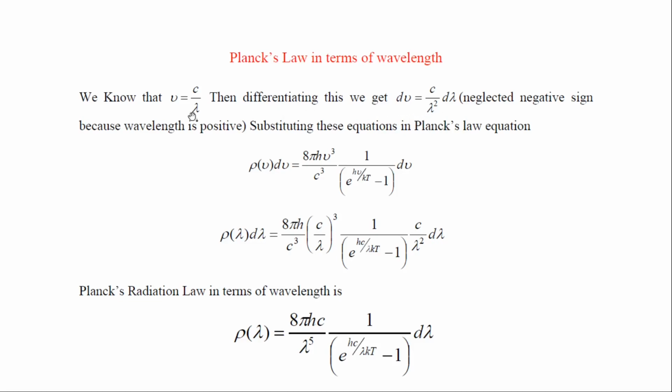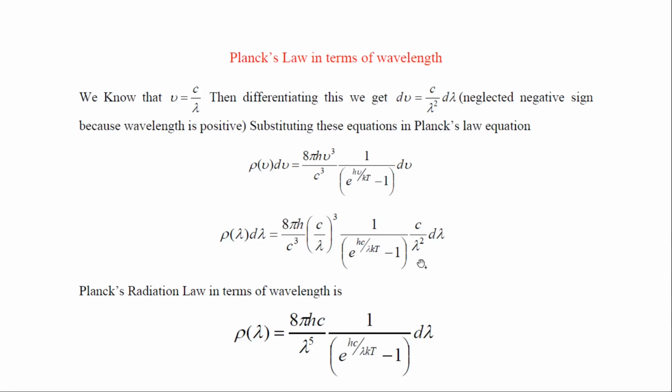Therefore, substituting for nu and d nu in the expression of Planck's law, we will get rho of lambda d lambda equal to 8 pi h divided by c cube. I have written as it is. In the place of nu cube, I have substituted c by lambda whole cube into 1 by e power h, in the place of nu, I have substituted c by lambda, into kT minus 1. In the place of d nu, I have substituted c by lambda square into d lambda here.